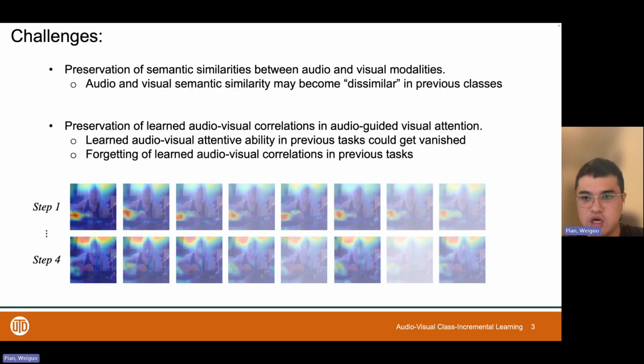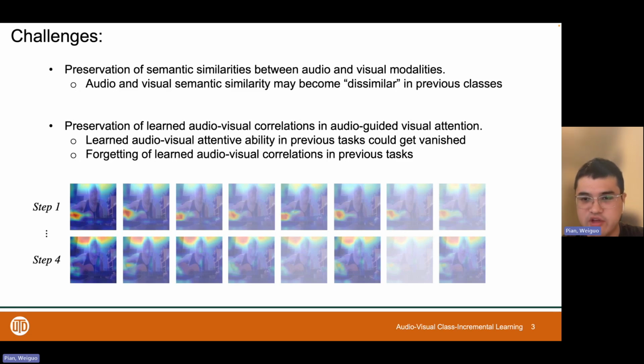However, there are still some challenges in audiovisual class-incremental learning. The first challenge is how to preserve the semantic similarities between audio and visual modalities as the incremental step increases, since audio and visual semantic similarity may become dissimilar in previous classes after training on new classes. The second challenge is how to preserve the learned audiovisual correlations in audio-guided visual attention.